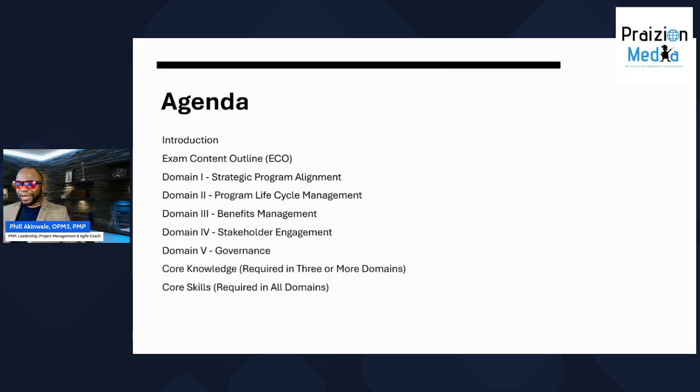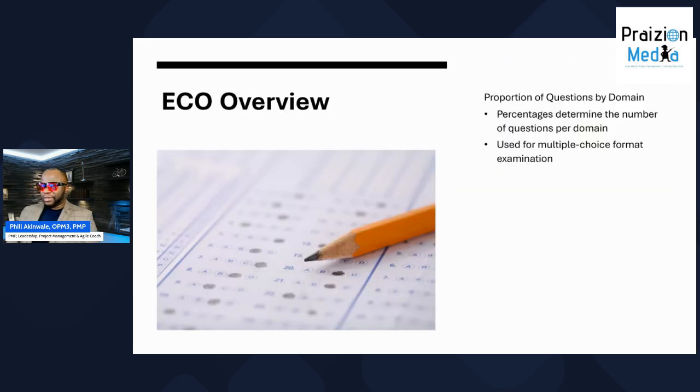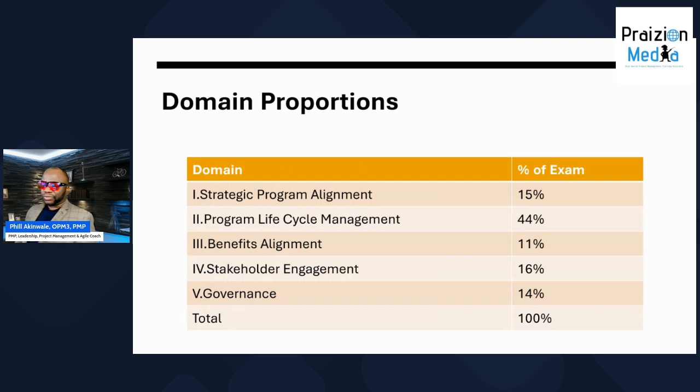We're going to talk about the outline at a high level. Then we're going to get into the domains: strategic program alignment, program lifecycle management, benefits management, stakeholder engagement, and governance. So, this document, the PGMP exam content outline, is published by the PMI, Project Management Institute. We're going to go through the percentages on the exam, the allocations of questions in each group.